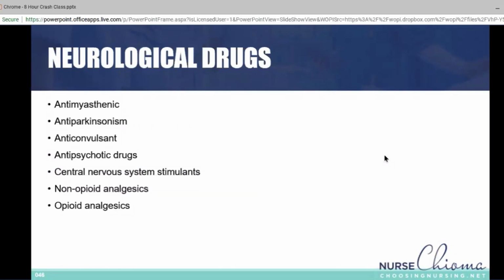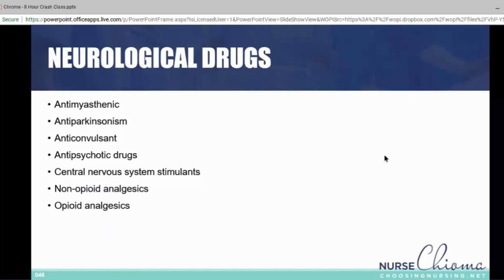One thing I want to mention is that myasthenia gravis and Parkinson's disease, both of them are not curable. So it's pretty much to manage their symptoms, to help reduce the symptoms, but it can't actually cure the diagnosis. Then you have anticonvulsant drugs.